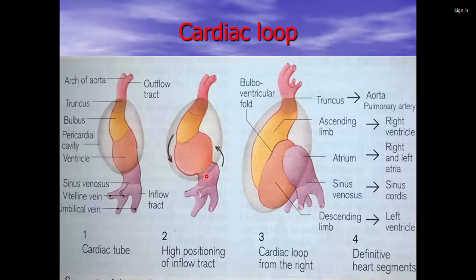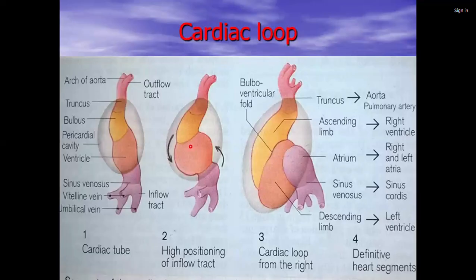what we refer to as a high positioning. It means this part, which is the inflow tract, now comes to lie close to the outflow tract. So that these two parts eventually become the base of the heart. And the primitive ventricle will expand and form the apex of the heart, a mature heart.